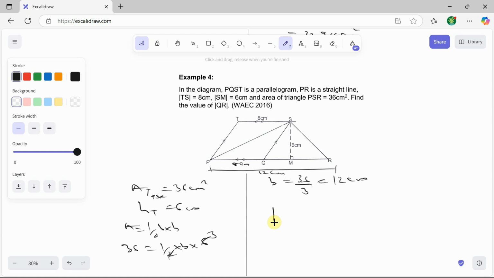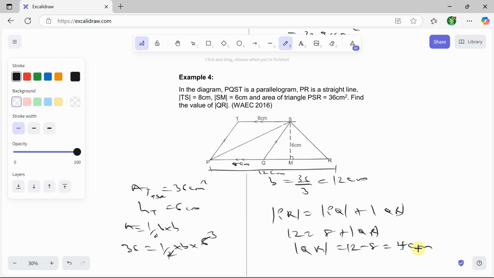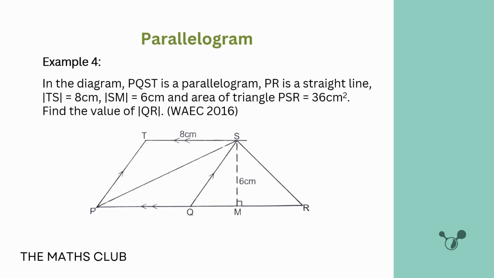But we know that the length PR, which is the full length, is equal to the length PQ plus the length QR. The entire length is 12, length PQ is 8, we don't know length QR. So I can make QR the subject of the formula. So length QR will just be equal to 12 minus 8, which is equal to 4 centimeters. So the answer for this is 4 centimeters. Let's see if we're correct.